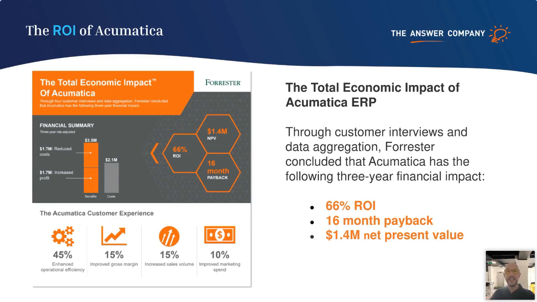Some of the key highlights from the report that were revealed are a 66% ROI over 3 years with a $1.4 million net present value, a payback period of just 16 months, meaning businesses quickly see a return on their investment. These figures are a testament to the efficiency, scalability, and cost savings that Acumatica brings to organizations like yours.